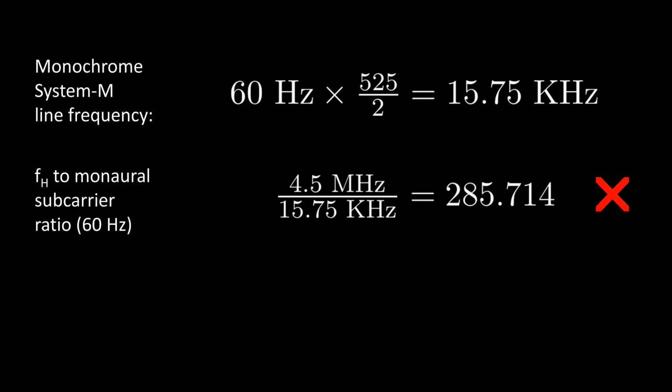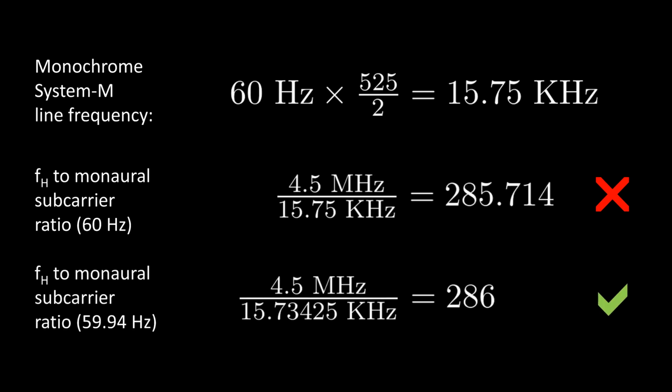Now, there's three things that could be changed: the number of lines, the frame rate, or the sound subcarrier. Back in the day, it was deemed the safest thing to just change the frame rate, so that's exactly what they did. And of course, when we plug in our 59.94, we get a nice 286 as the result there. Now, in the context of PAL-M, does this apply?